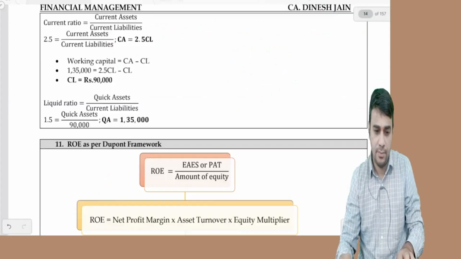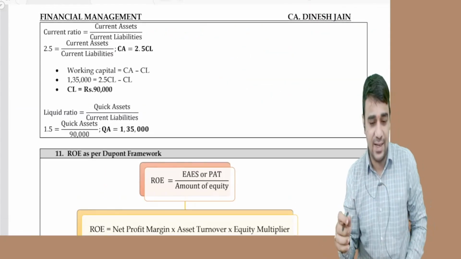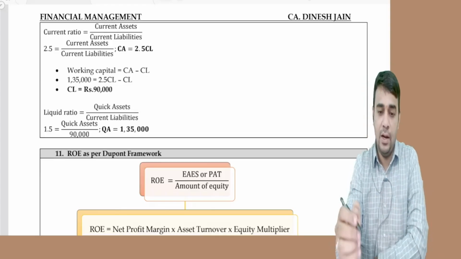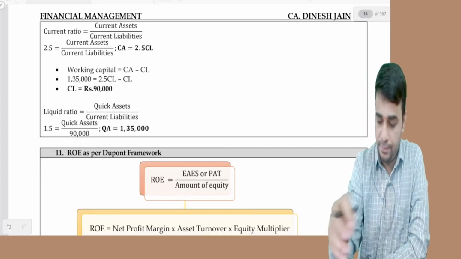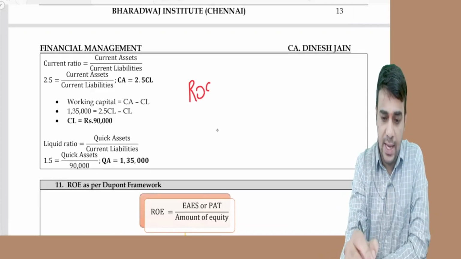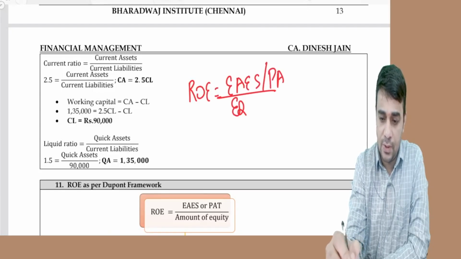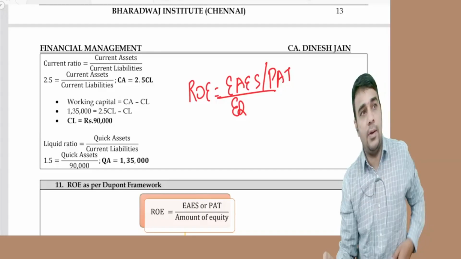Can we proceed? There's a framework called ROE as per the DuPont framework. Let's understand what DuPont said here. Tell me the formula for ROE. Just give me EAES by equity. EAES is otherwise called as PAT, mostly.